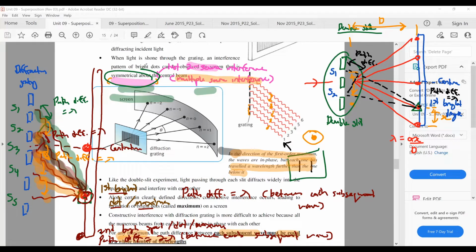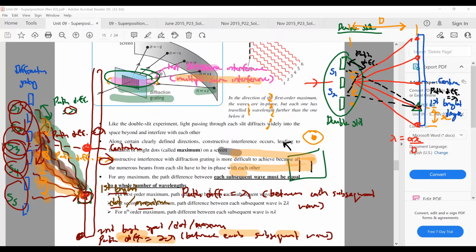That's why I mentioned it's somewhat similar, but you have to look at it slightly differently. You see, between S1, S2, path difference is lambda. S2, S3, path difference is also lambda. S3, S4, the path difference is also lambda. But you compare S1 and S4, the path difference is actually going to be 3 lambda. So that one will be different. But we don't look at it that way. We look at each subsequent pair of the waves. All right, that one, the path difference is lambda.